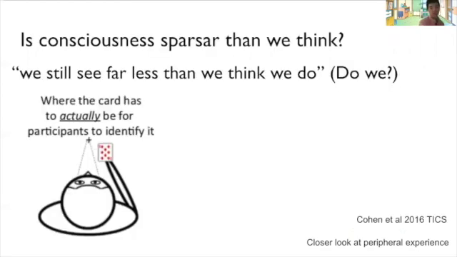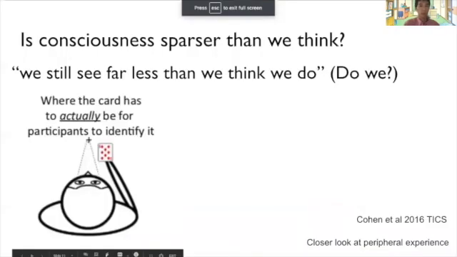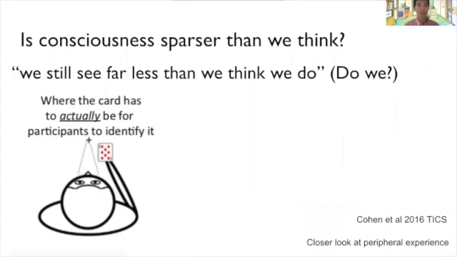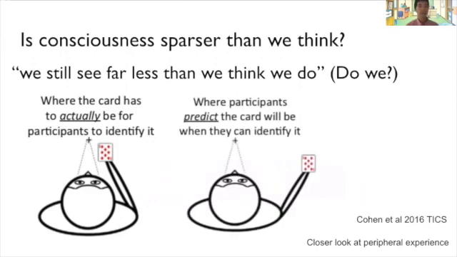And here is one schematic proposed by Cohen, 2016, and there they are claiming that consciousness is sparser than we think. They claim that we still see far less than we think we do. And here's the demonstration: where the card actually has to be for participants to identify it, and where participants predict the card will be when they can identify it. But I'm not so sure about this. I'll see what you guys get.